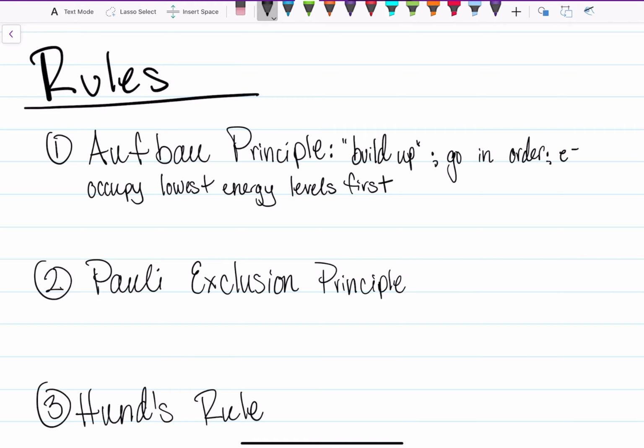Something that's correct would be you go from 1s2, 2s2, 2p, let's say 3. That is correct. Something like 2s2, 1s2, 2p3, that is not correct. So whenever you go in order for electron configuration, you are using Aufbau's principle to build up.